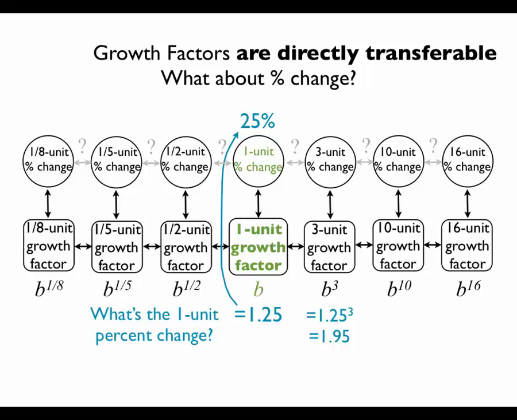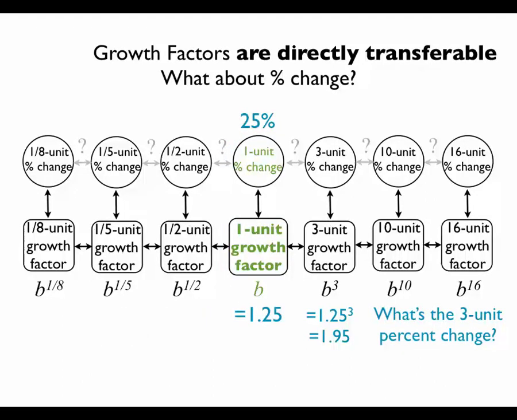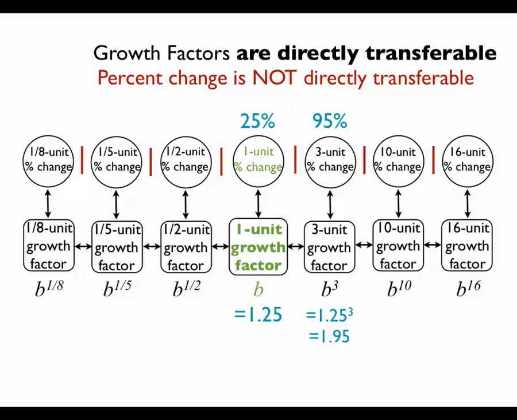Okay. So then, what about the 3 unit percent change? 95%, right? So, is that 95% 3 times the 1 unit percent change? Clearly not. What's 3 times 25%? 75%. Okay, so this is a really clear example that percent change is not directly transferable. You can't take the 1 unit percent change and multiply it by 3 to get the 3 unit percent change. Likewise, you can't take the 1 unit percent change and multiply it by 16 to get the 16 unit percent change.